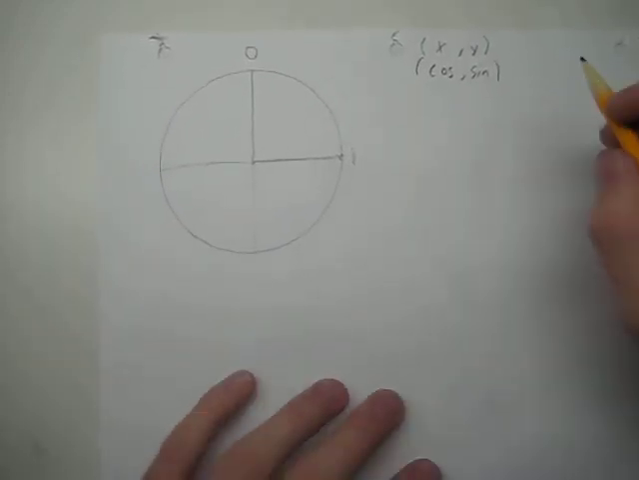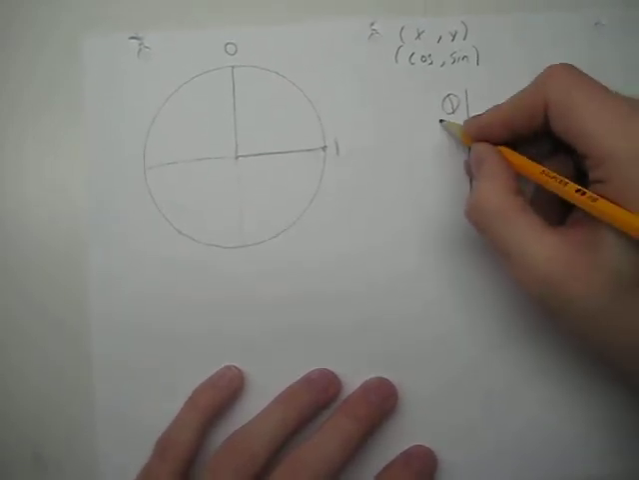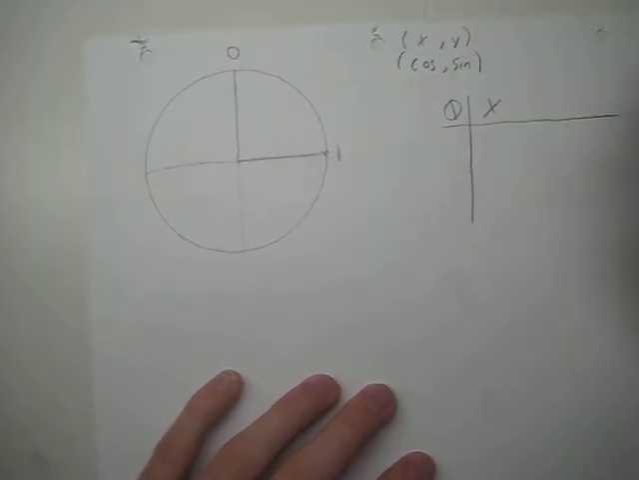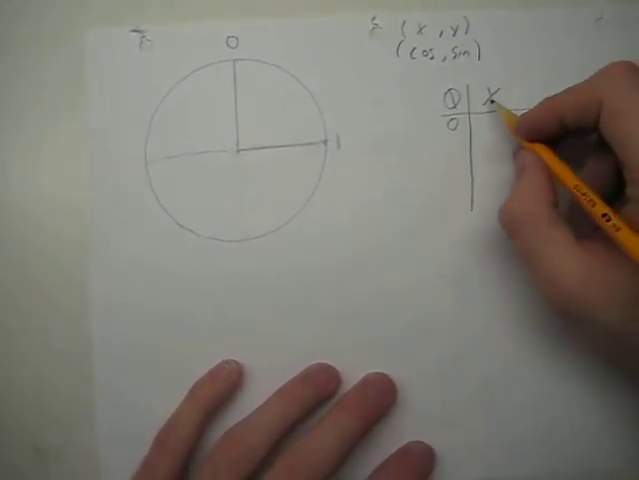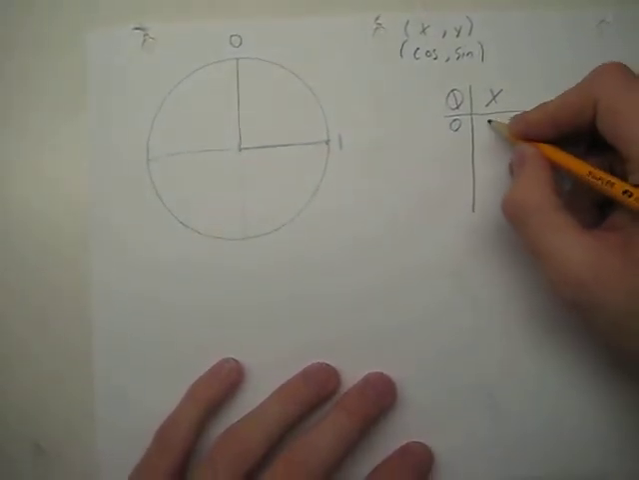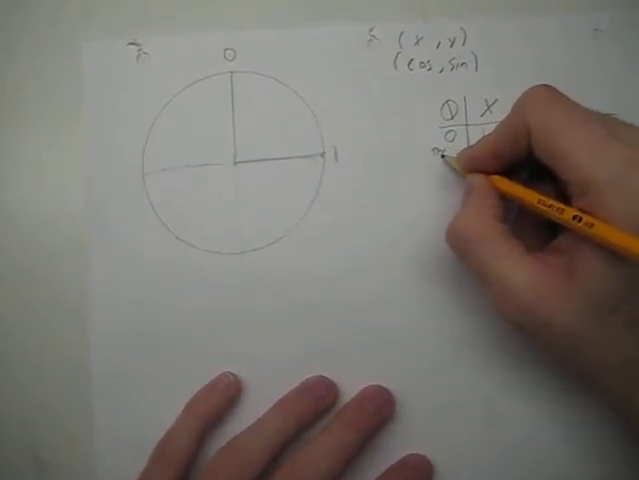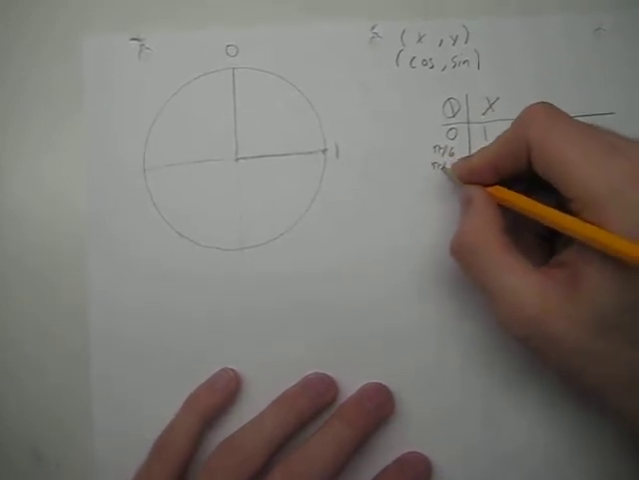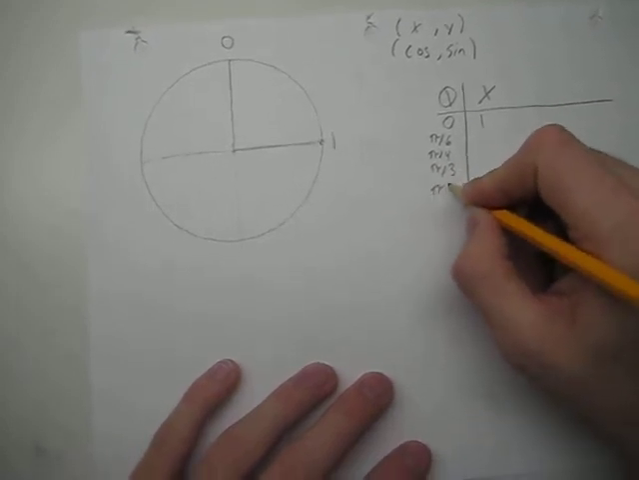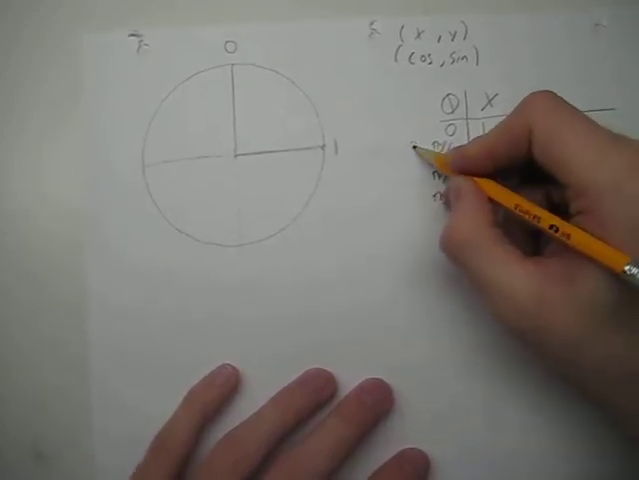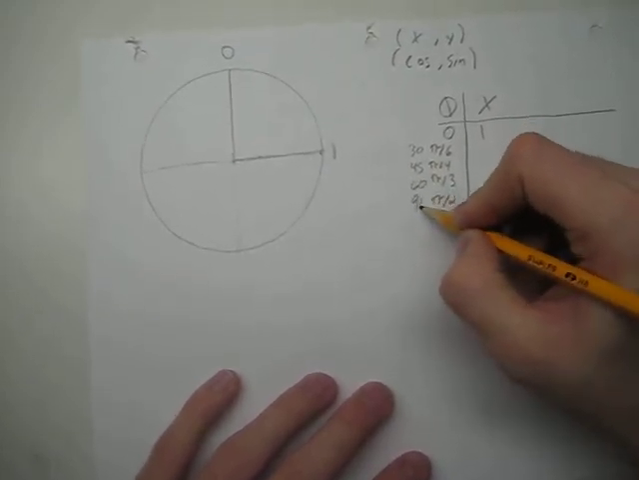So I'm going to make a little table. I'll say right here, theta, and then we're going to say x. So when theta is equal to 0, x is equal to 1. Now I'm going to write pi over 6, pi over 4, pi over 3, then pi over 2. This is the same as 30, 45, 60, and 90 degrees.